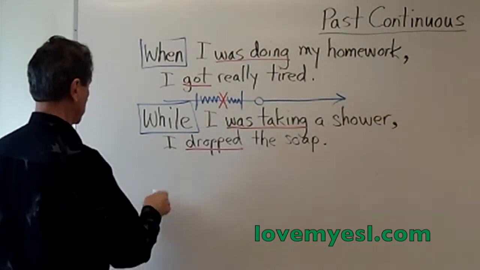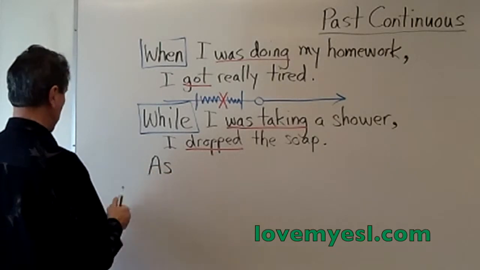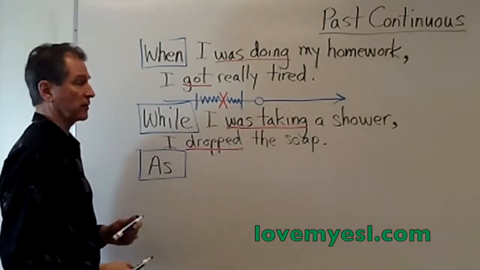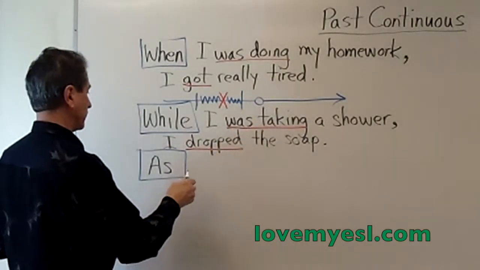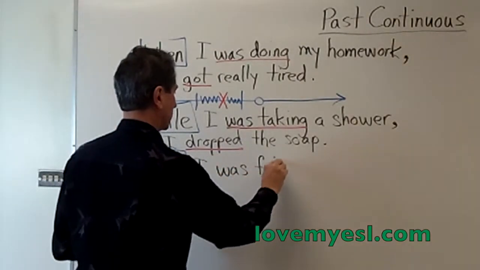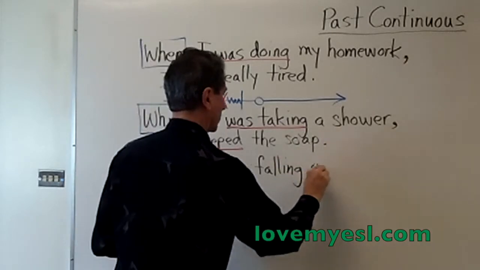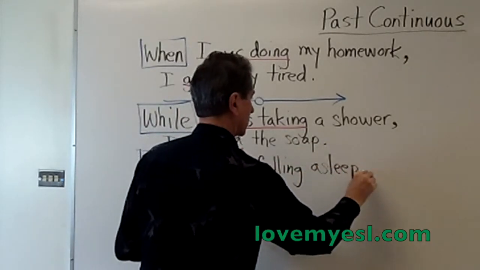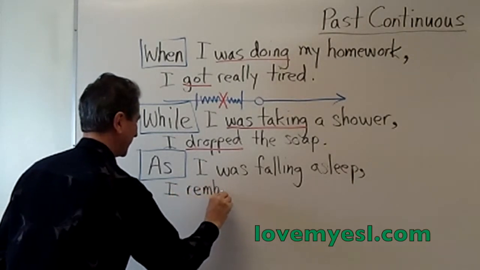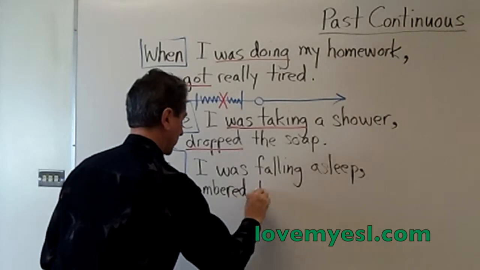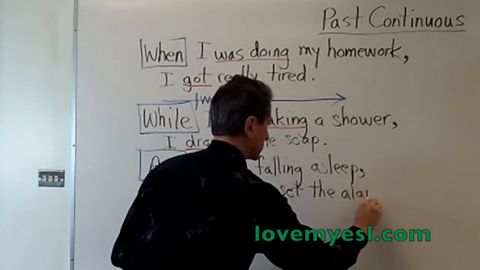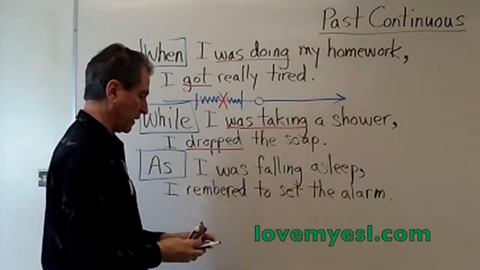The last word is as, and as is used just exactly the same way that while is used. It can only be used in front of a past continuous, or the ing. So while I was falling asleep, as I was falling asleep, comma, I remembered to set the alarm. Because I want to wake up in the morning. I remembered to set the alarm so it can wake me up in the morning and I can get on with my day.